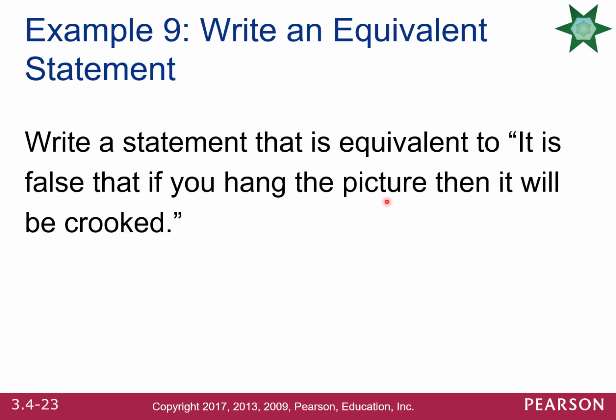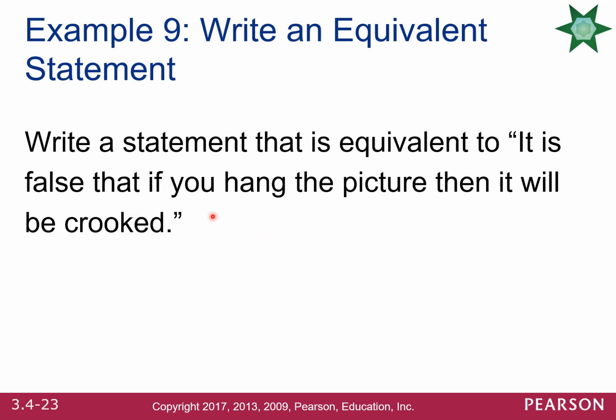Now, the statement given to us that we have to convert to an equivalent statement is: it is false that if you hang the picture, then it will be crooked. So we see over here, this is a conditional statement. There is an if-then clause here. And then there's also a negation because it is false, right? So we will work on this particular statement.